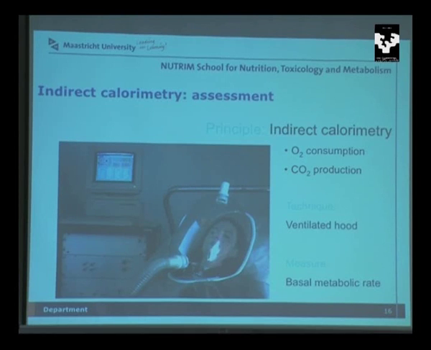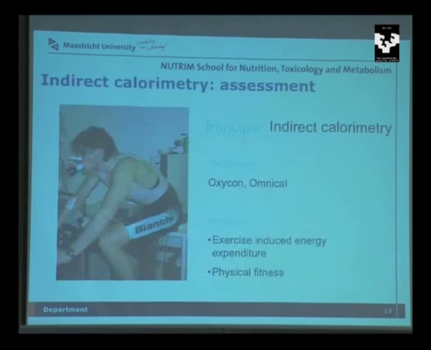You could also use it to measure diet-induced thermogenesis, but then you would have to measure for about 6 hours after a meal, for example. It's more difficult to lie still under a hood for 6 hours. But this is one example of indirect calorimetry.